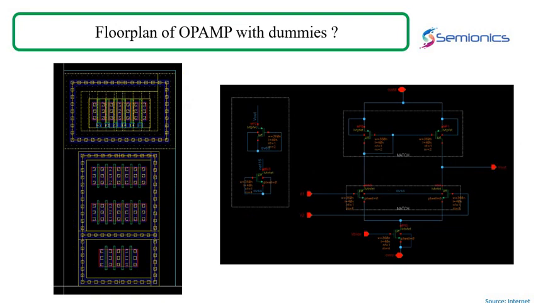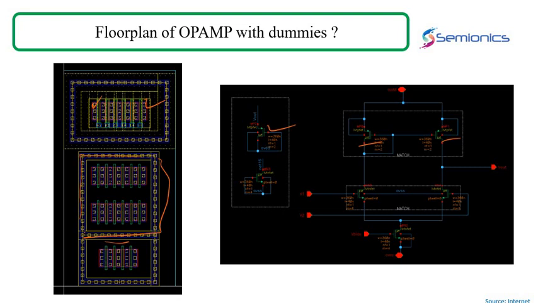Now, all in all, if I have to give you the overall floor plan of an OPAMP, it would look something like this. This is the current mirror, which we spoke about in detail. Now you've got all the devices connected with the 2 dummies over here. This is this, this is this. Now I have added this guard ring over here.